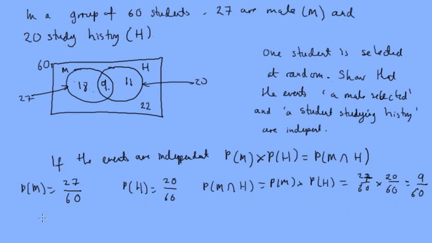Oh, sorry. We don't know the probability of being male and history yet. So the probability of male times the probability of studying history is that. Now, what is the probability of being a male studying history? We have to look at our Venn diagram for that. If you're male and you study history, you are in this middle section here. So there are nine males studying history out of the 60, which is the same as that. So the multiplication law holds, and therefore the events are independent.